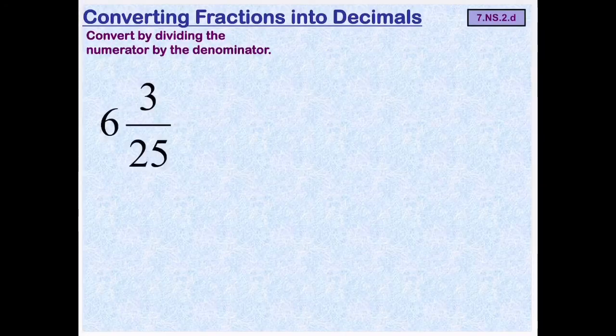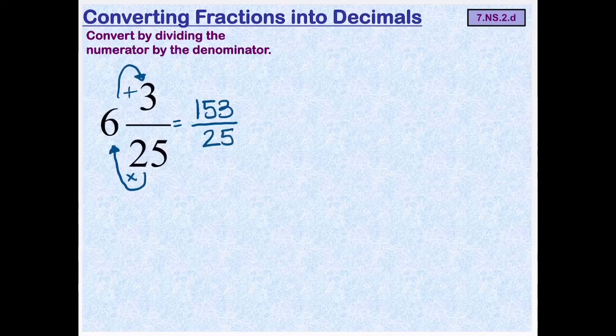Okay, now this is a mixed number. What I would recommend doing with mixed numbers is changing it into an improper fraction first. So let's change it to improper. So multiply 25 times 6. 25 times 6 is 150. And then 150 plus 3 is 153. So you got 153 on top. And then 25 was your denominator before, and it's your denominator again. So you got 153 over 25. So there's your division problem right there.